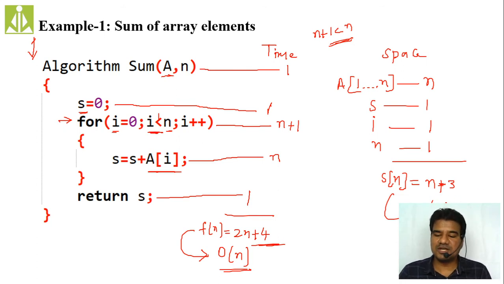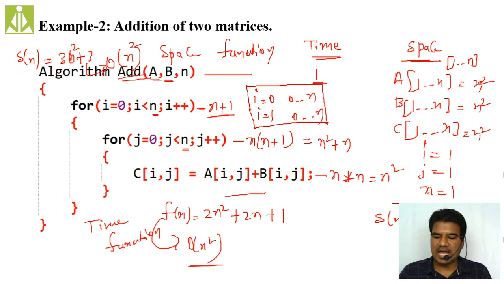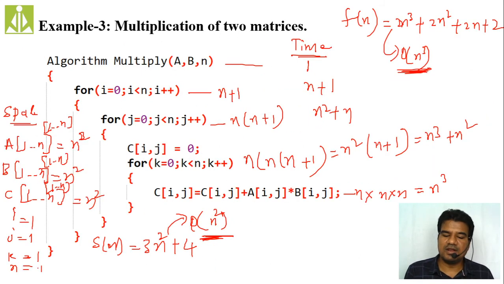Here also the space function we got n plus 3, but we have simplified this function as order of n. In this second case, I got the time function as 2n square plus 2n plus 1, but I have simplified this function as order of n square. How this simplification has been done, that we will understand now. Here also 3n square plus 3, we simplified it as order of n square.